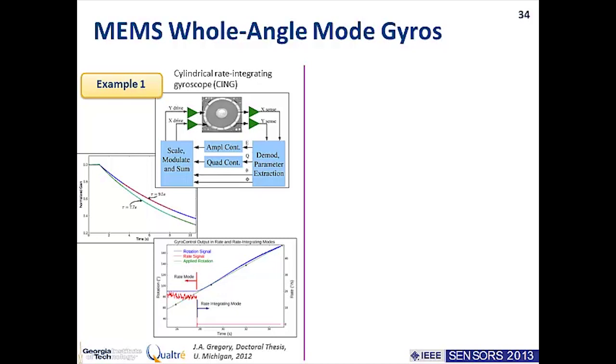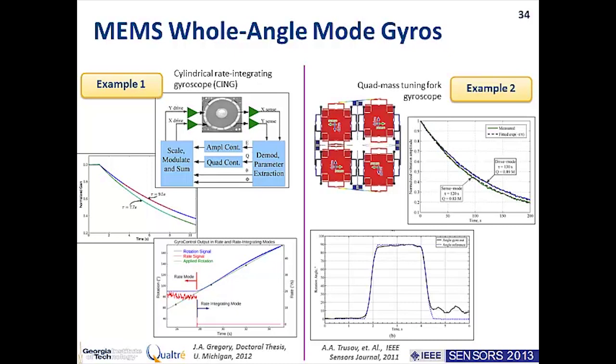Here's another example from UC Irvine in which, unlike what I have been describing, they utilize a tuning fork type of structure to operate in a whole angle mode. As I said, axisymmetric devices like rings and shells are beneficial because your modes are already inherently matched. But that doesn't mean that you can't use this type of device, design your springs to be identical, and also operate it in a whole angle mode. Here we can see the response of that device to a particular rotation.